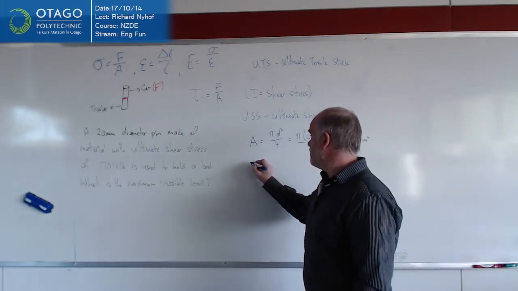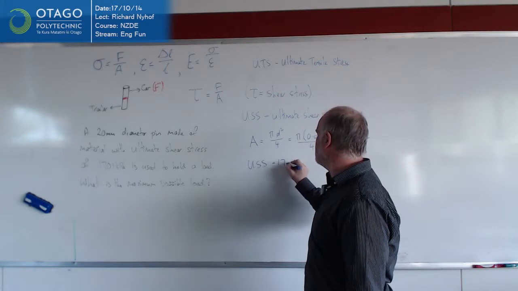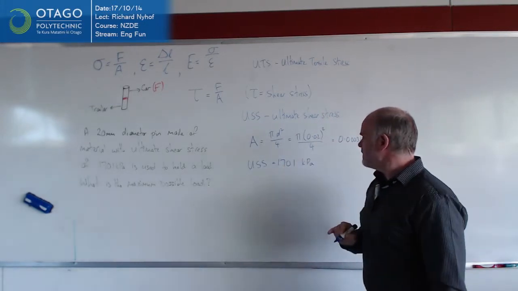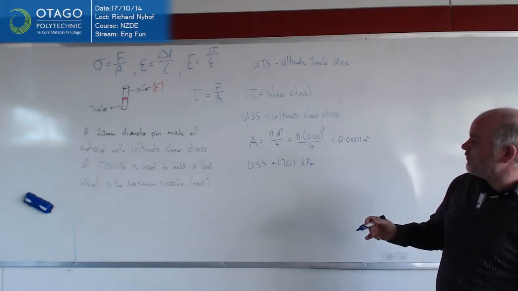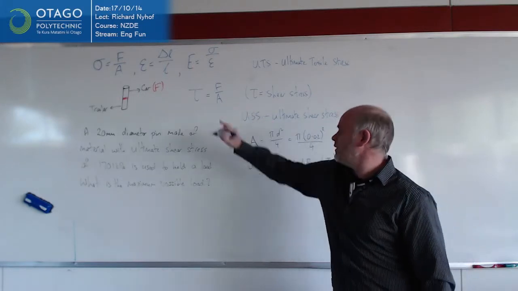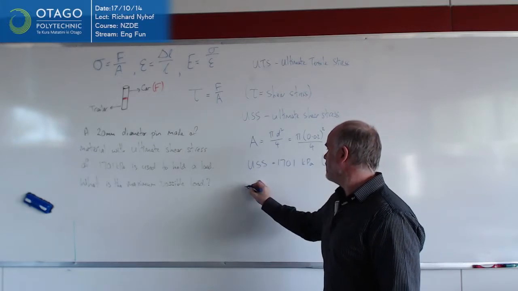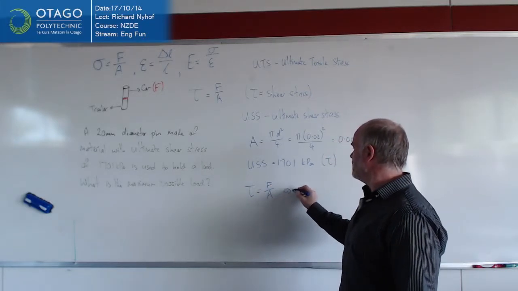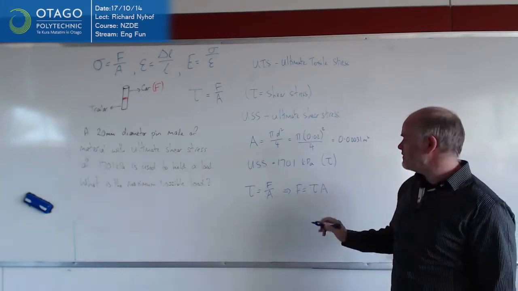And then we know the ultimate shear stress, so USS is 1701 kilopascals in this case. And I can work out what the force is that I can work with. So that's going to be tau in this formula, even though it's the ultimate shear stress. So I've got my formula. Tau is force divided by area. So force is the shear times the area.